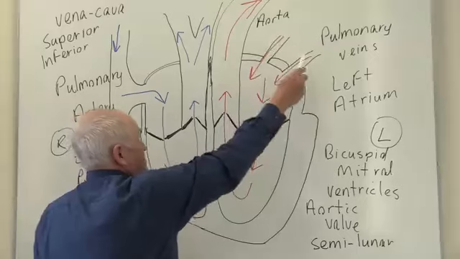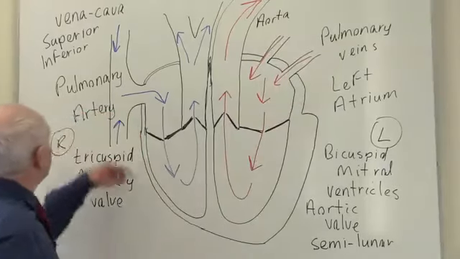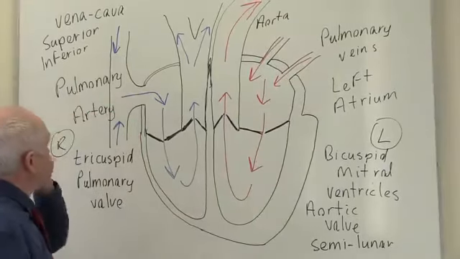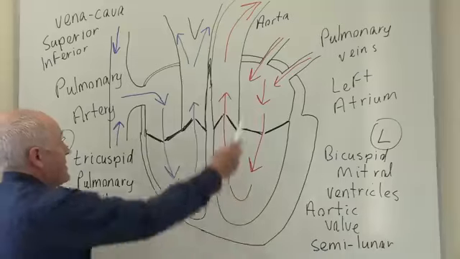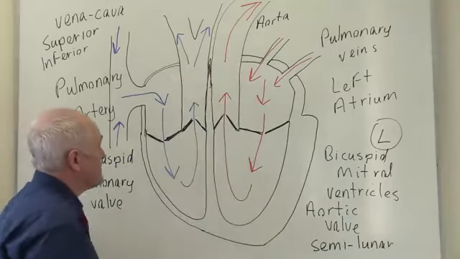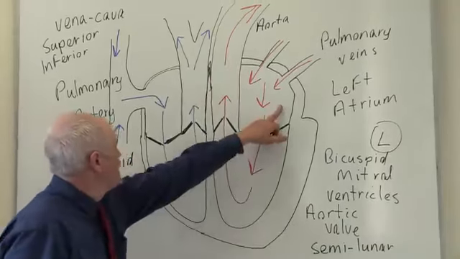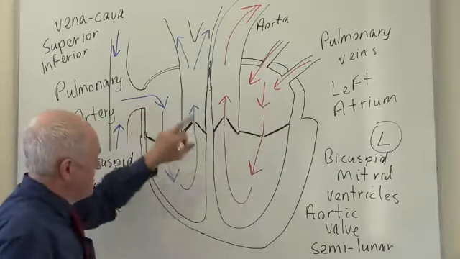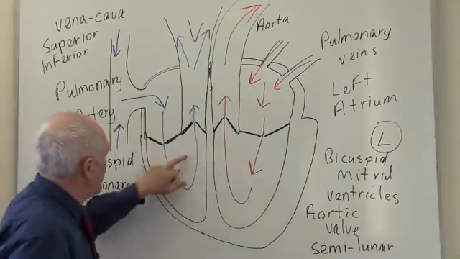We've got the 4 pulmonary veins. We've got the superior and inferior vena cava. Aorta, pulmonary artery. Left atrium, right atrium. Left ventricle, right ventricle.